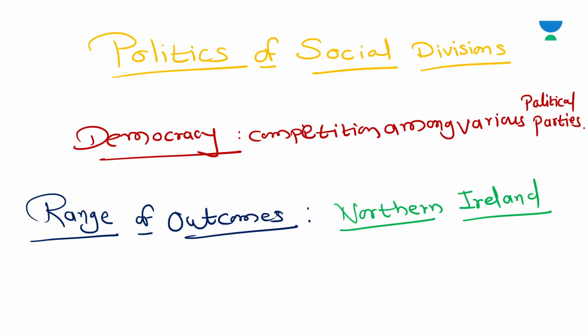Now, social divisions affect voting in most countries. People from one community tend to prefer some party more than others. In many countries, there are parties that focus only on one community, and yet all this does not lead to disintegration of the country.